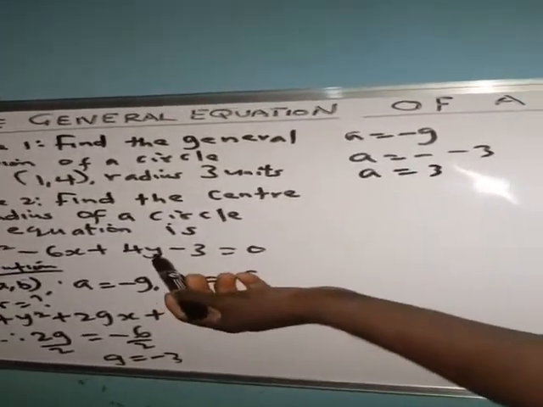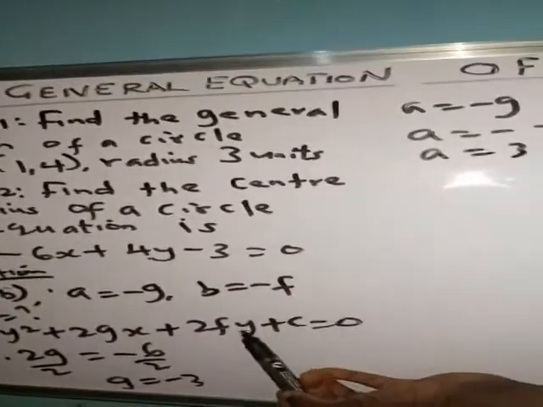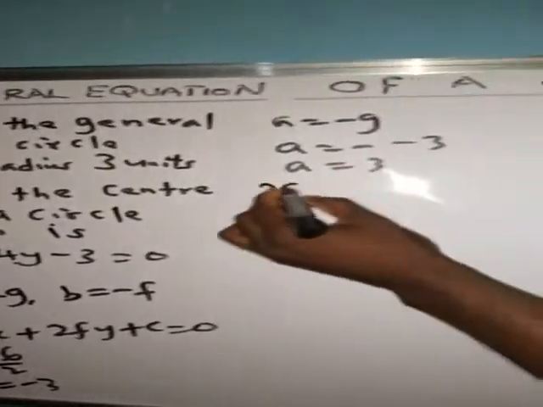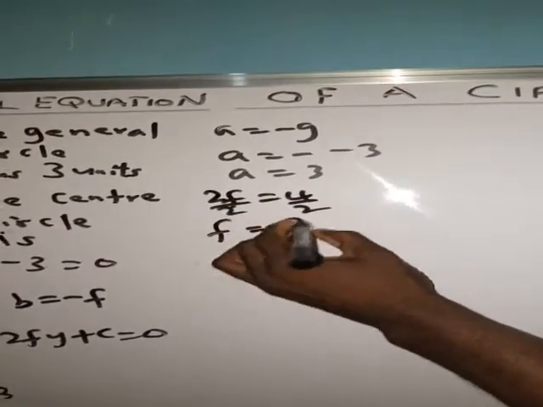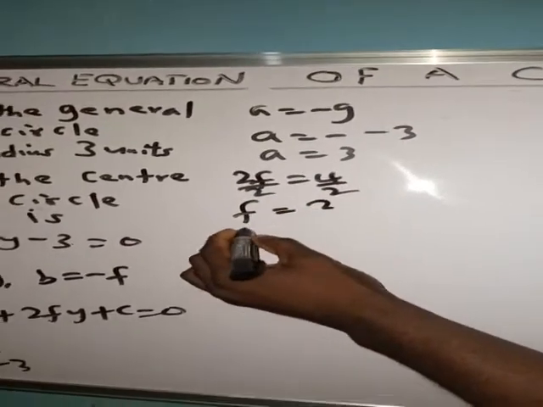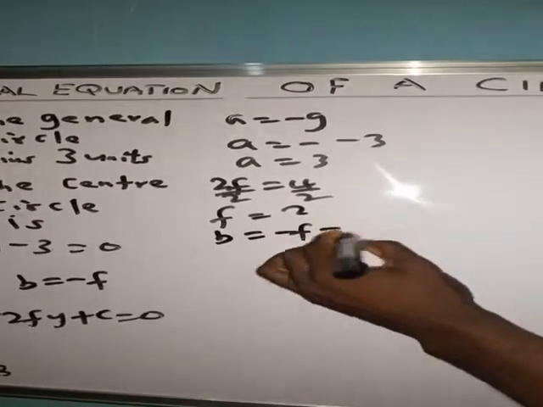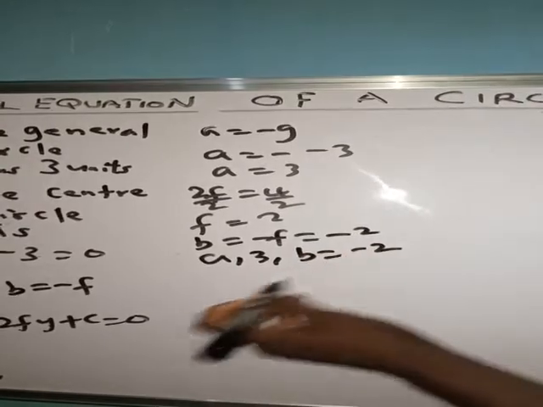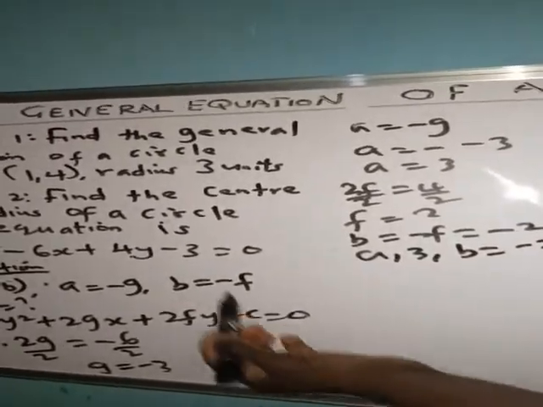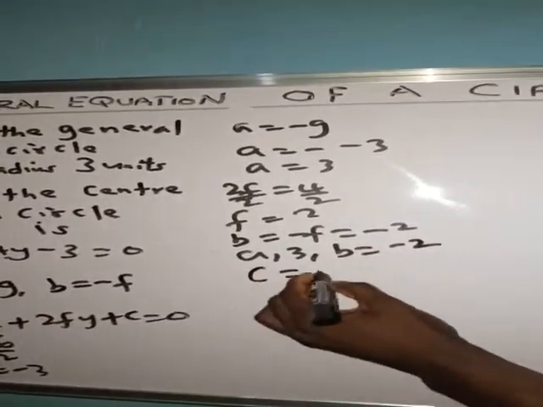Also, the coefficient of y is 4 and the coefficient of y is 2f. Therefore, 2f is 4. Divide both sides by 2, f is 2. But remember that b is minus f, which is minus 2. So a is 3 and b is minus 2. And when you compare this, the constant c is minus 3.